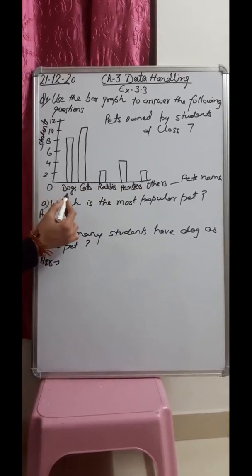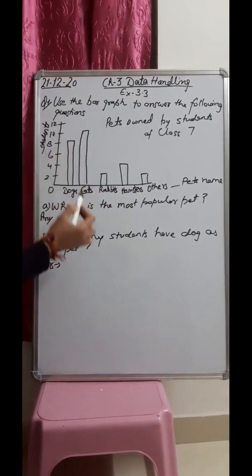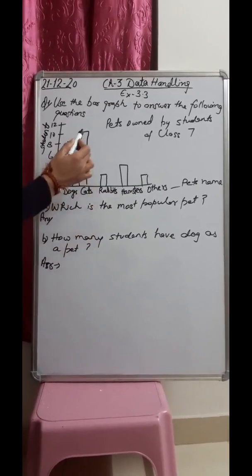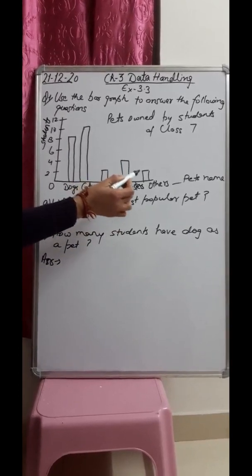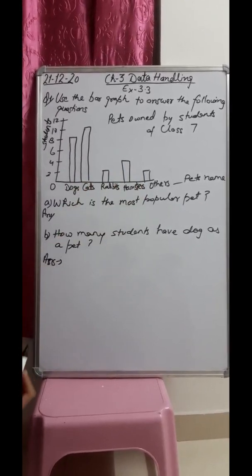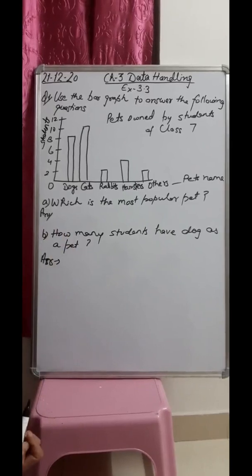So the dog bar is going up to 8, the cat's bar is going up to 10, rabbits is of 2, hamsters is of 4 and others is of 2. Now we have to answer the question.